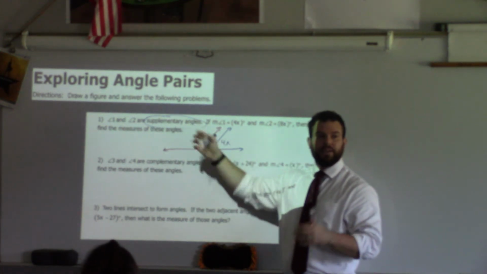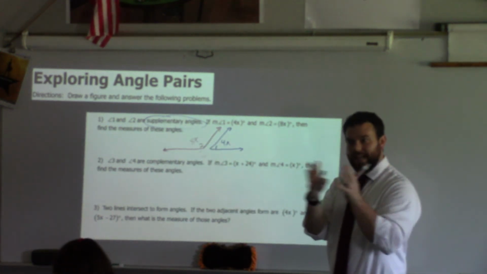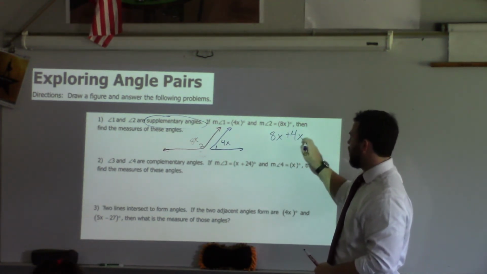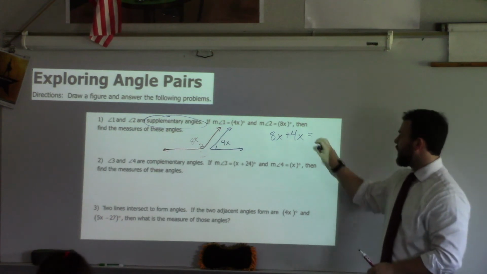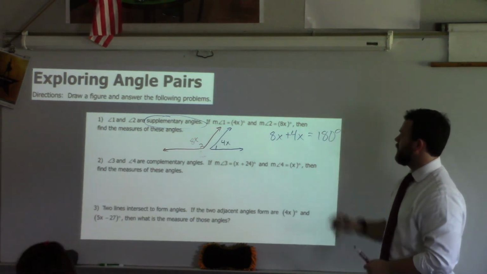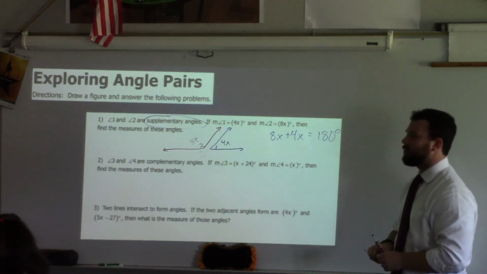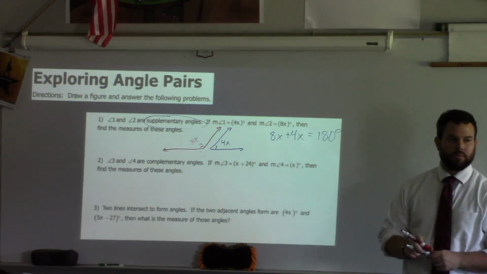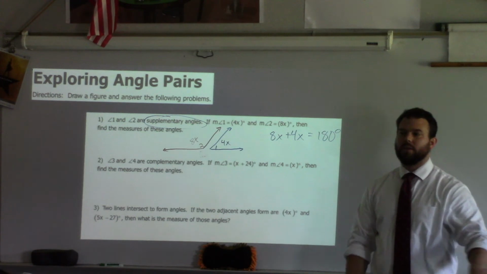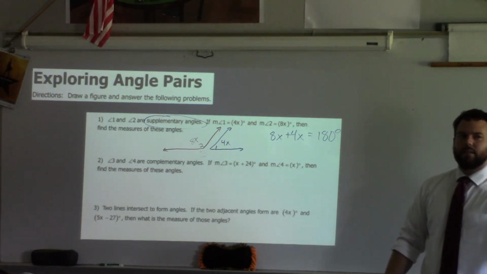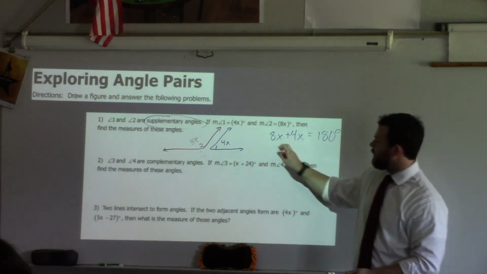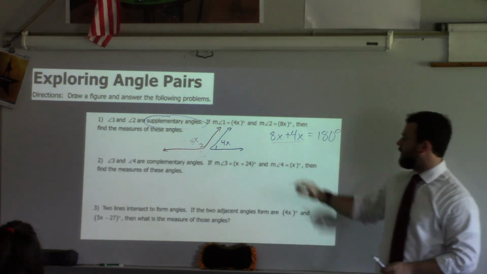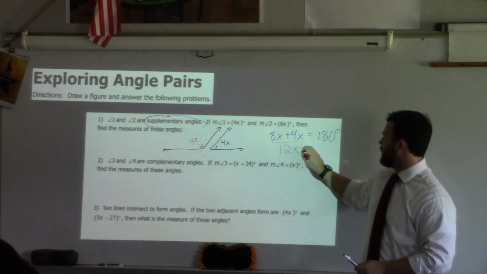If they're supplementary, you can add them. 8x plus 4x is equal to 180. So how am I going to solve this? Oh, I know how. Combine like terms. Do we need to subtract 8x here? No, we don't. Notice we can add those two. What's 8x plus 4x? 12. 12x is equal to 180.